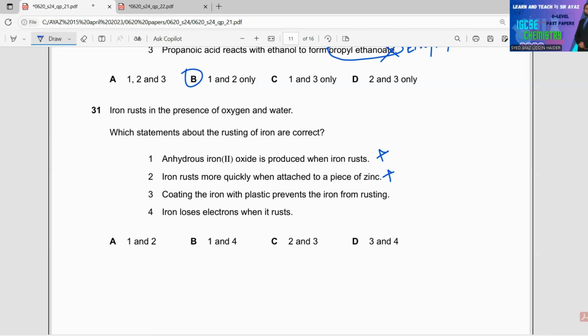What about number 3? Coating the iron with plastic prevents the iron from rusting. This is correct. 4. Iron loses electrons when it rusts. This is also correct. 3 and 4 are correct. So D must be the right answer in this case.